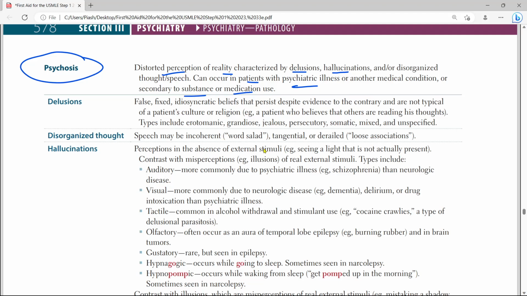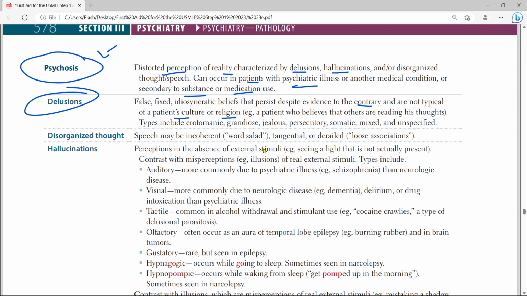Psychosis can occur in patients with psychiatric illness or another medical condition, or secondary to substance or medication use. Now, delusion. Delusion is a false, fixed, idiosyncratic belief that persists despite evidence to the contrary and is not typical of the patient's culture or religion.